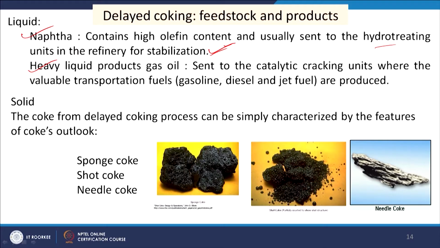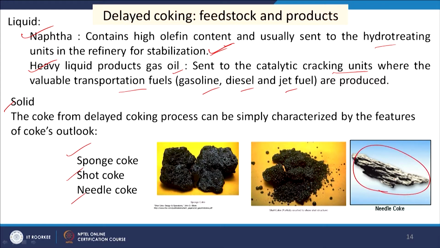And the heavy liquid product, that is gas oil, is sent to catalytic cracking units where valuable transportation fuels like gasoline, diesel and jet fuel can be produced. So, this is our liquid product, and as solid product we can get different types of coke. So, coke may be sponge coke, shot coke, or needle coke. So, here we see needle coke.